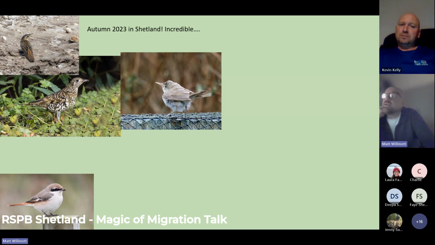The one in the top left is a Pallas's grasshopper warbler. The one in the middle is a white thrush. That Pallas's grasshopper was on Noss.